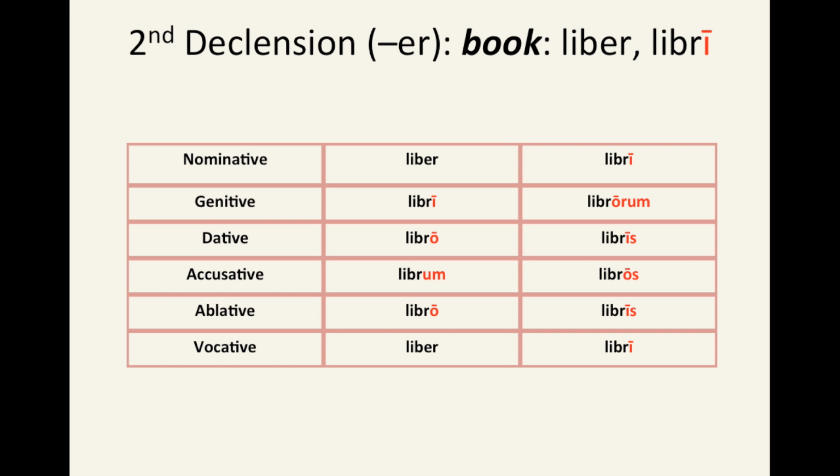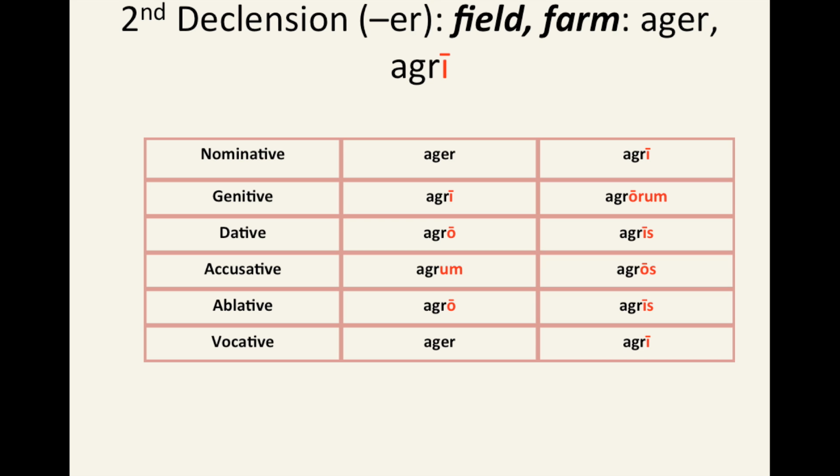Okay, so next we have an example of an ER second declension noun. This is where you have to be careful to use the genitive singular as your stem, because it's different from the nominative singular form. The endings are all the same as US nouns, apart from the vocative singular, which is the same as the nominative singular. Here's another example of an ER second declension noun, this time ager, which is a field.